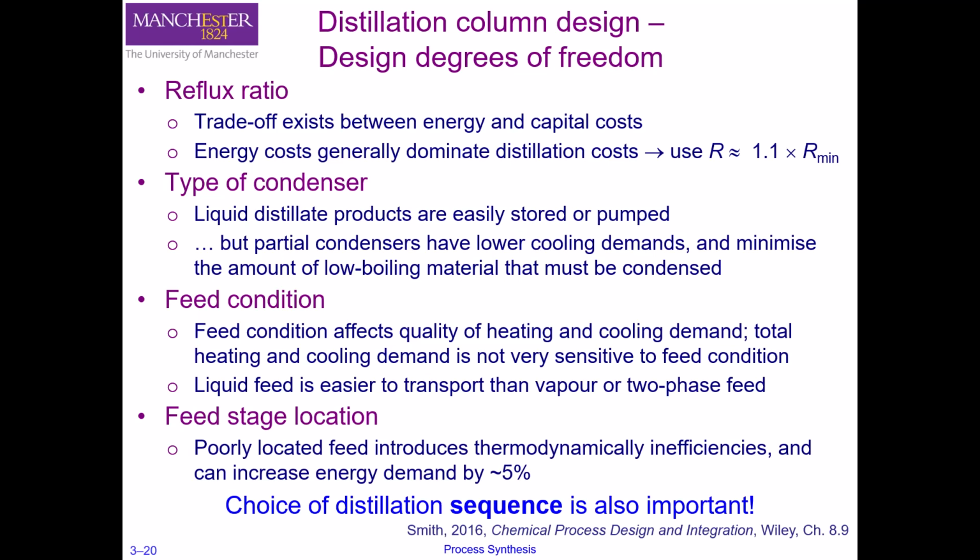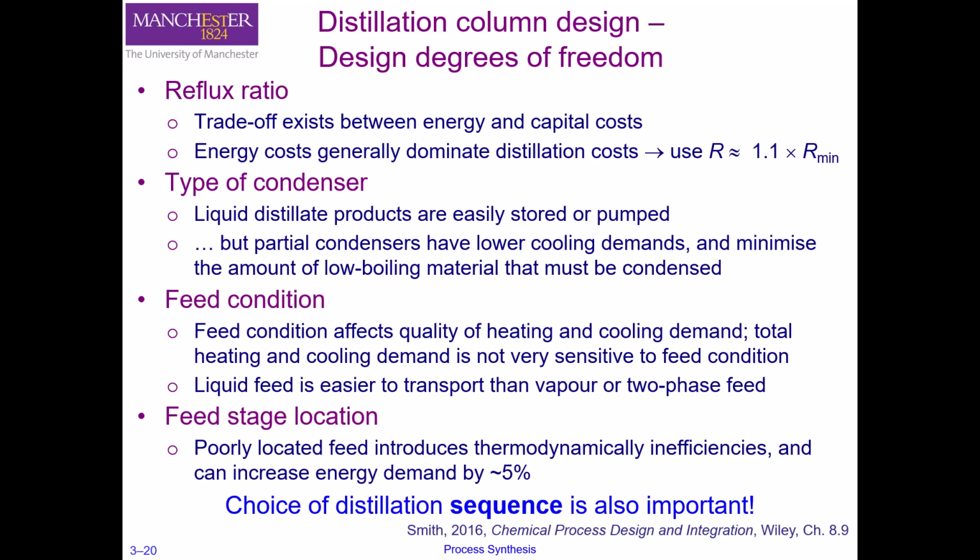The last degree of freedom is the feed stage location, and we normally look at it at the end because it is affected by all the other choices that we make. For example, pressure, reflux ratio versus number of stages, the type of condenser, and the feed condition. With the feed stage location, what we try to do is make sure that when the feed enters the column, it does not significantly disrupt what is already happening in the column, that is, the equilibrium at a particular stage.